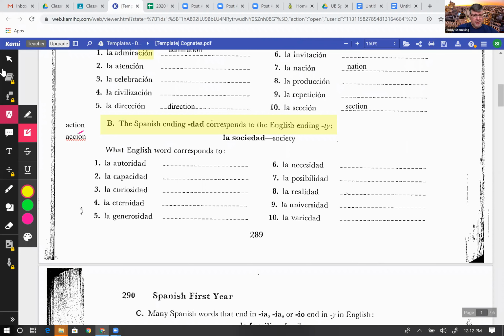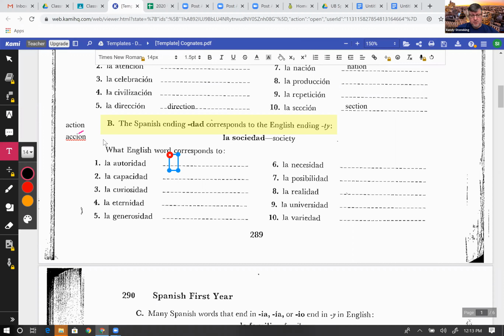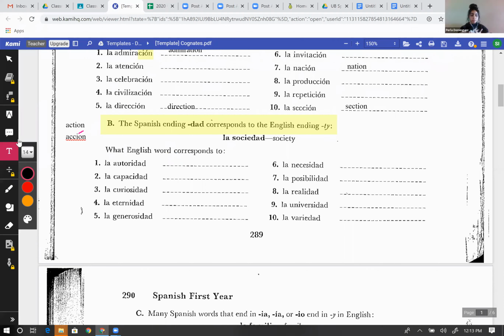So let's do the first one on the list. Number one, la autoridad. So this is the A sound A, followed by the U sound U. Autoridad. Anybody want to take a shot at it? What do you think that would be? Exchange the DAD for TY. Authority. There we go. So let's put that right here.